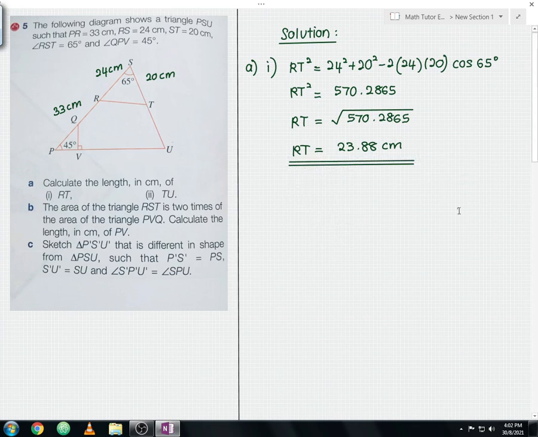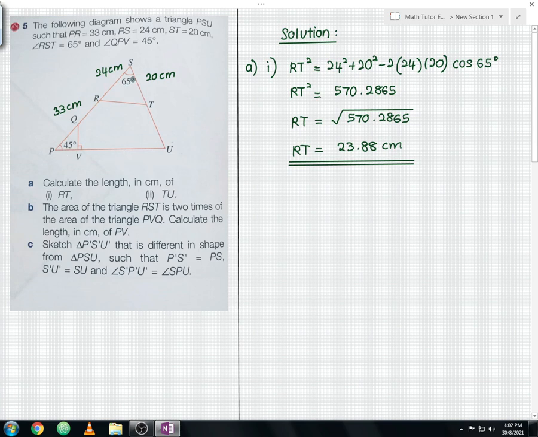Okay, so from here let us proceed with our discussion for the question A part 2, where we are required to find the length TU. To find the length TU, the first step is that we're going to find the length SU first. Because by finding the length SU, only then will we be able to find the length TU over here. In order to find the length SU, we're going to apply the sine rule over here. Then you can tell me, how do we apply the sine rule since they only give us two angles? Okay, it is possible over here, guys.